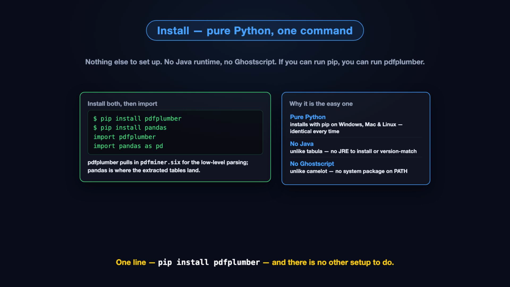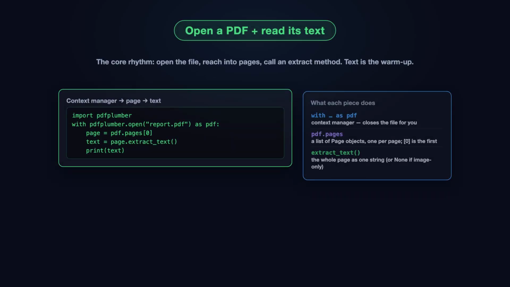You will almost always want pandas alongside it, so install that too with pip install pandas, that is what we will load the extracted tables into. Once both are installed, you bring them into your script with import pdfplumber and import pandas as pd. That is the entire setup. No system packages, no path juggling, no wrestling with a Java version. If you can run pip, you can run pdfplumber, on Windows, Mac, or Linux, the same way every time. With those two imports in place, we are ready to open an actual PDF and start pulling data out of it. Let us open a PDF and read it.